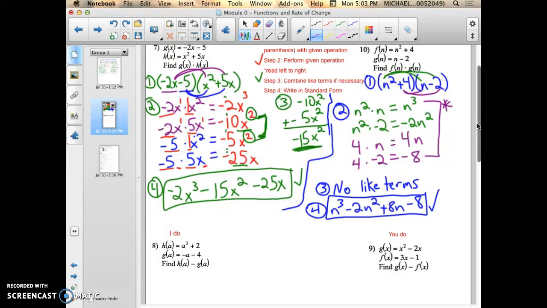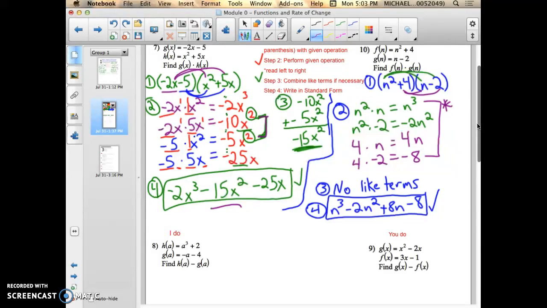Finally, writing in standard form. If you notice then, step 4 has 4 terms in its answer because I didn't combine 2 of them to become 1. Where over here, it had 3 terms because the middle 2 terms were the same, so I had to combine them. So you should have gotten n cubed minus 2n squared plus 4n minus 8.